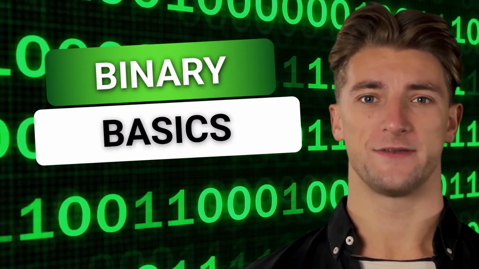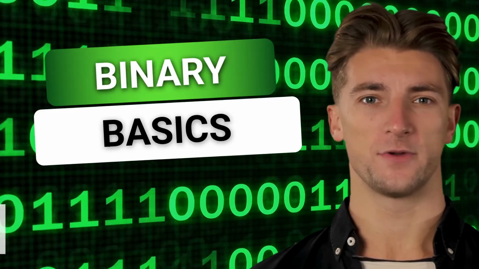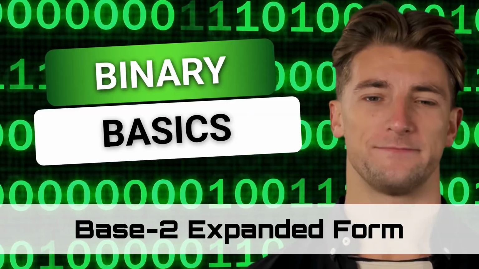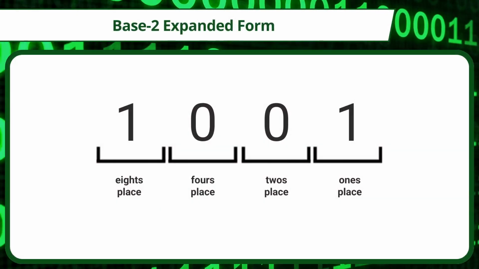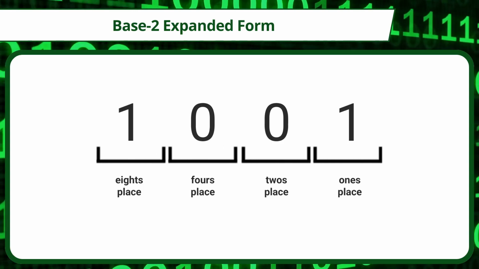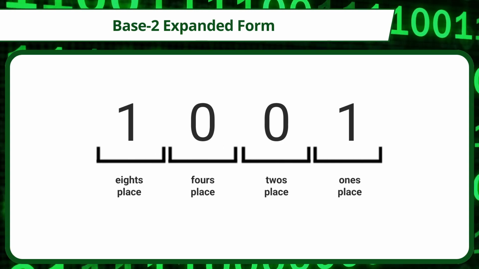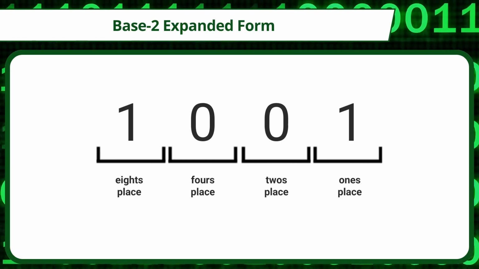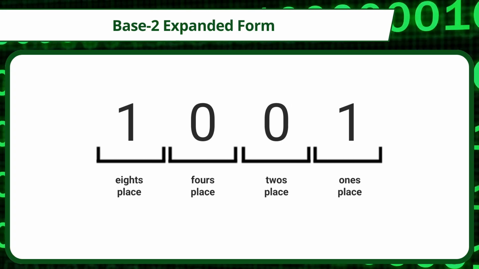Binary basics. The easiest path to understanding zeros and ones. Base-2, expanded form. When we look at decimal numbers in expanded form, we saw how each digit could be stretched out to show the value it represents in its place. The same idea applies perfectly to binary, except we use powers of 2 instead of powers of 10.